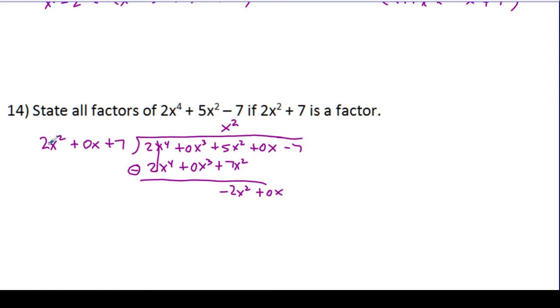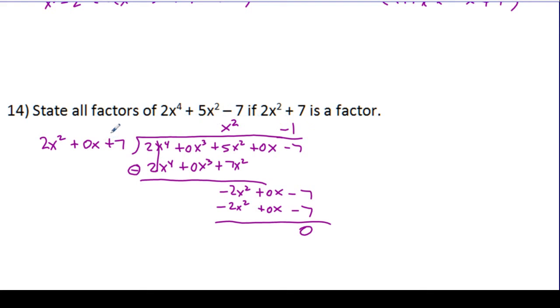If I put a negative 1 up here, negative 1 times 2x squared is negative 2x squared. Negative 1 times 0x is 0x. Negative 1 times 7 is negative 7, so I'm going to bring down this negative 7 so I have something to subtract with. You can bring down more than 1 at once if the multiplication calls for it. So if you notice, this all goes away, and I end up with a 0. So I don't have a remainder.